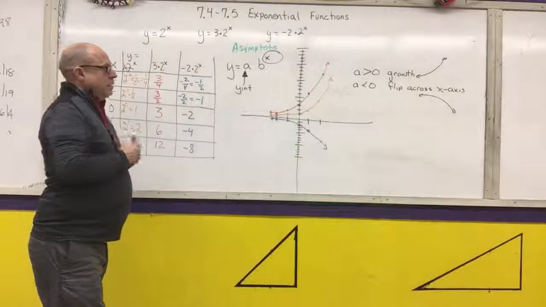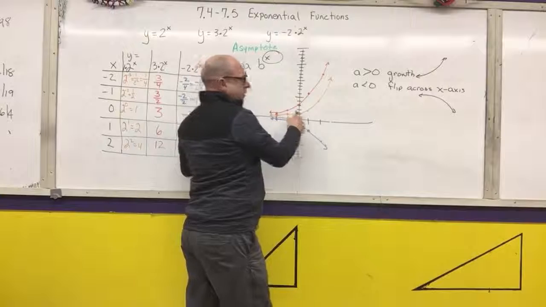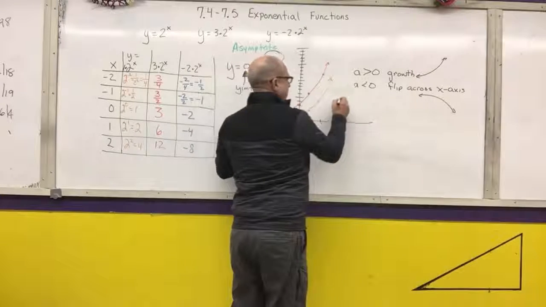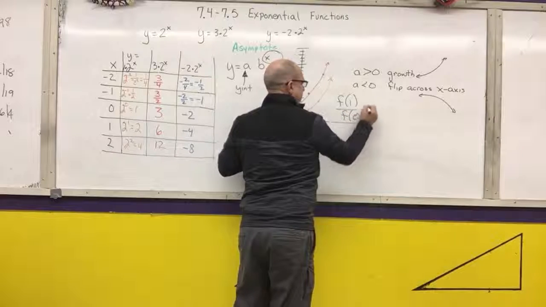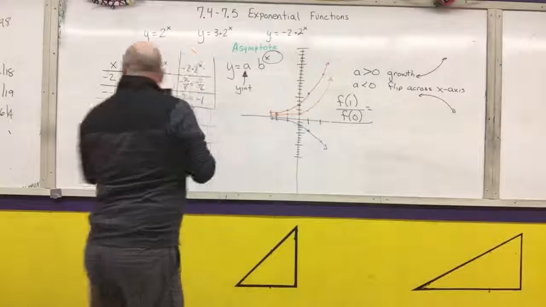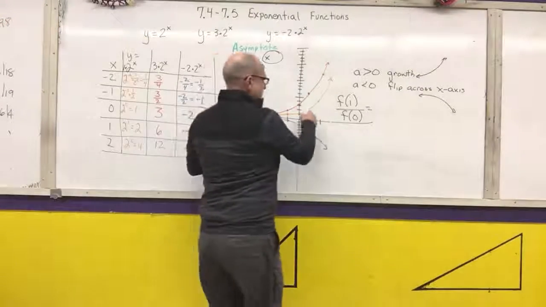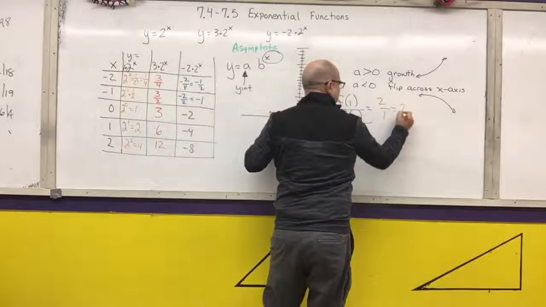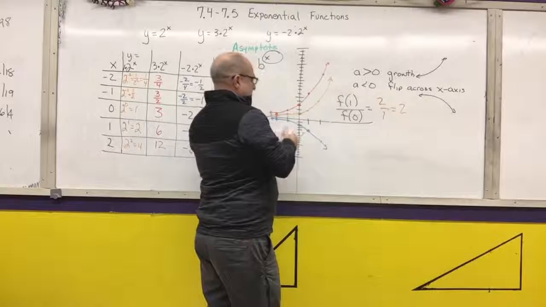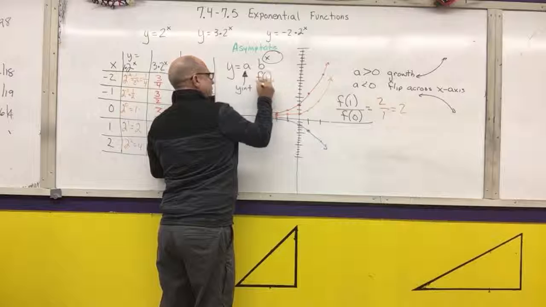Okay? And then let's take two numbers. We'll take the 1 value and the 0 value. So I'm going to take f of 1 over f of 0. So for the orange one, f of 1 is what the y value is at 1, which would be 2. f of 0 is 1. 2 over 1 is 2. f of 1 over f of 0 gets me my b value. That's the b value.